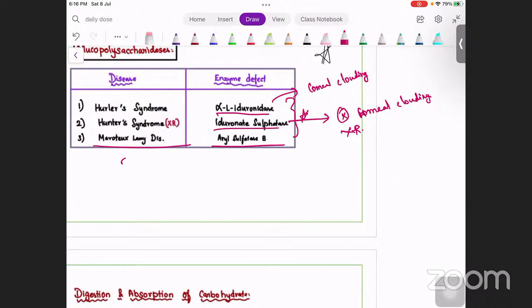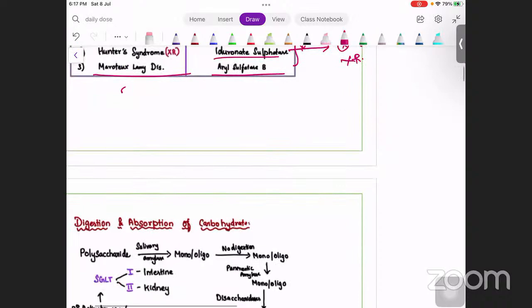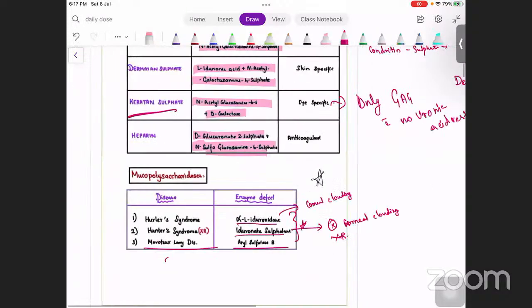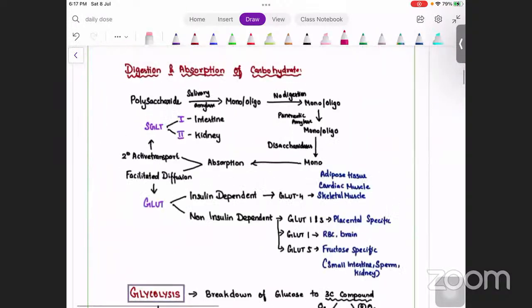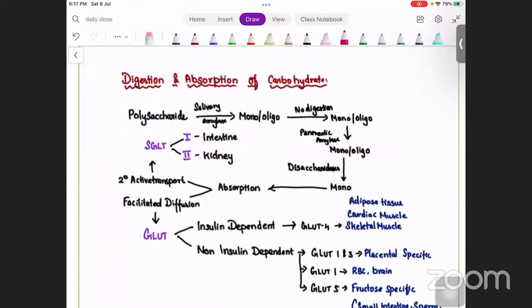And apart from that, it shows the X-linked recessive pattern. Then you have aryl sulfatase B, where you see Maroteaux-Lamy disease. Deficiency causes Maroteaux-Lamy disease. Okay, with this, we have completed the basics. Now we are going to talk about the digestion and absorption of carbohydrate.